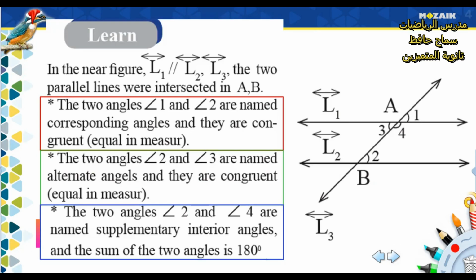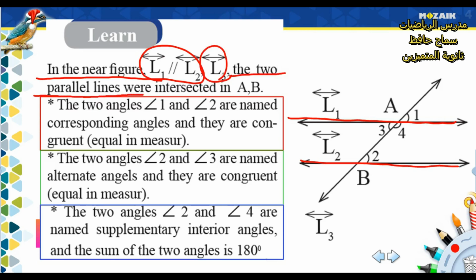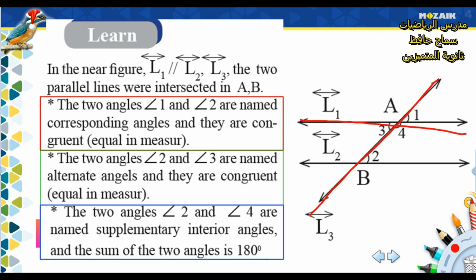Learn. In the nearby figure, line 1 is parallel to line 2, and line 3 intersects the two parallel lines at A and B. That is, line 3 intersects line 1 and line 2 at A and B. Line 1 and line 2 are parallel.